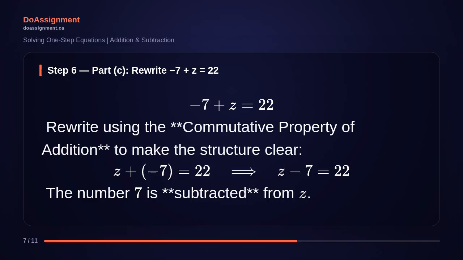For part C, we have negative 7 plus z equals 22. We can rewrite this as z minus 7 equals 22 using the commutative property of addition. The order of adding doesn't change the sum. Now we can see that 7 is being subtracted from z.